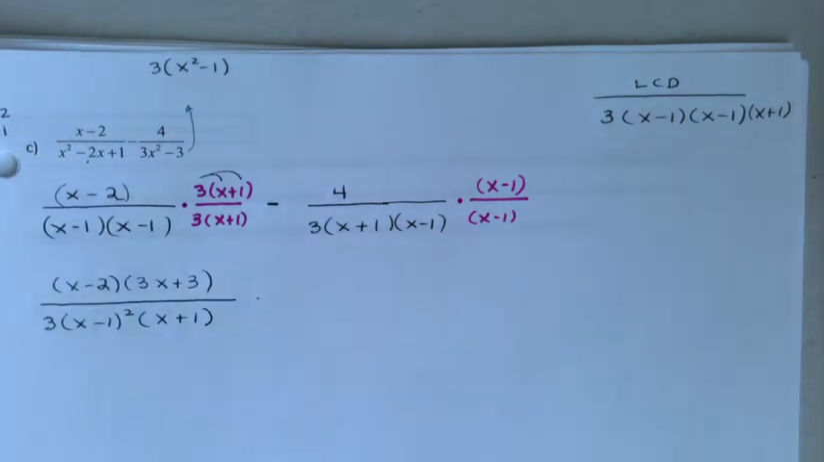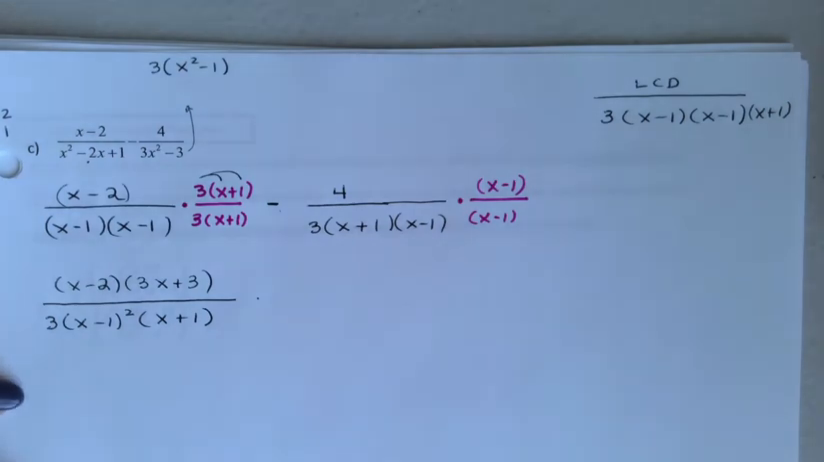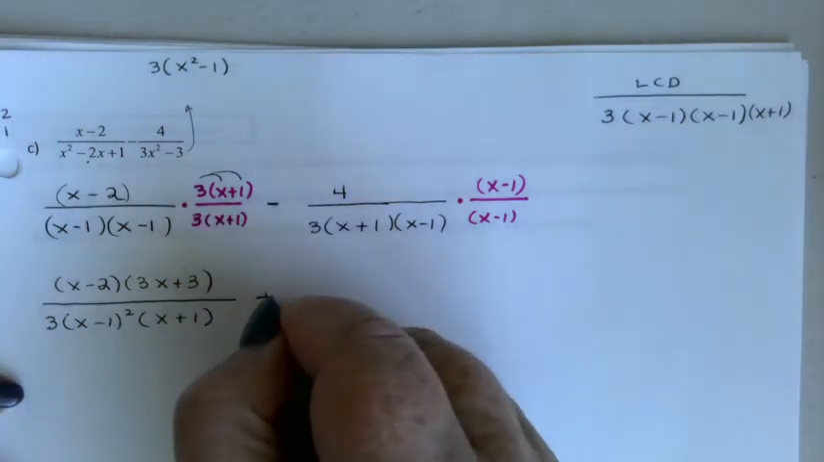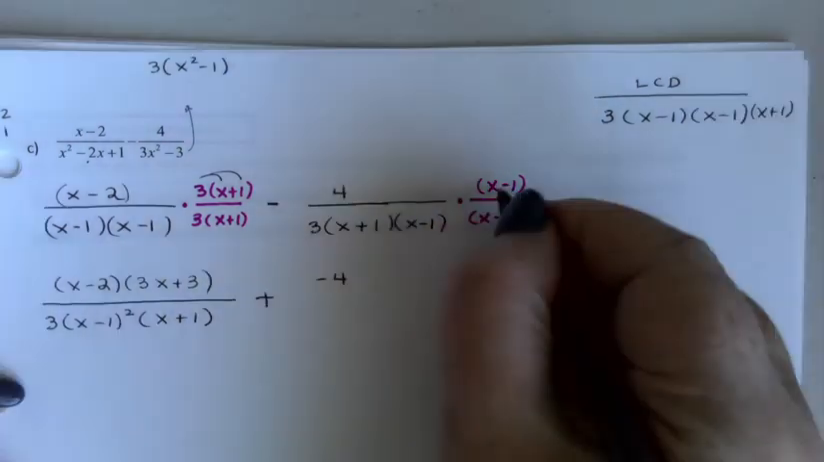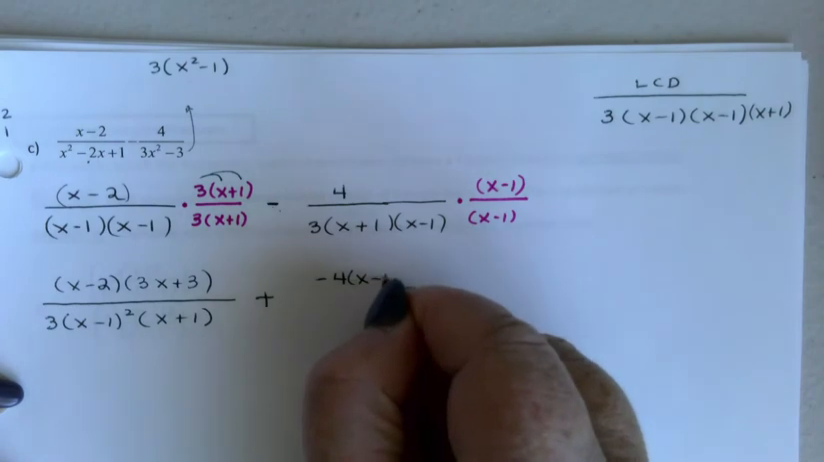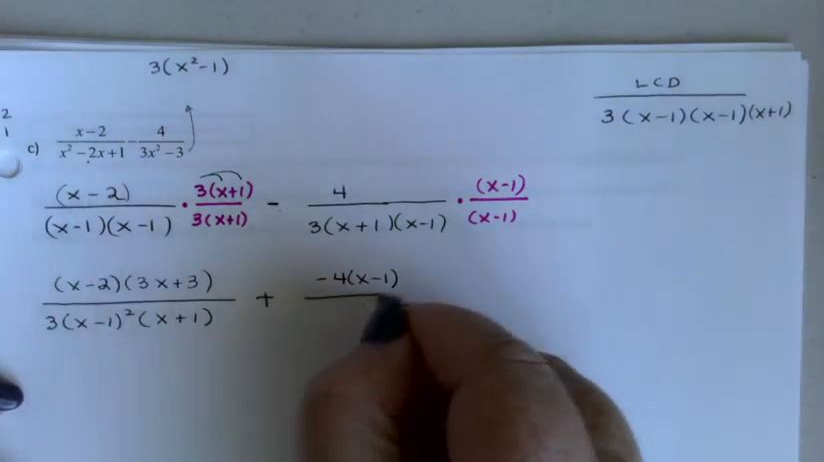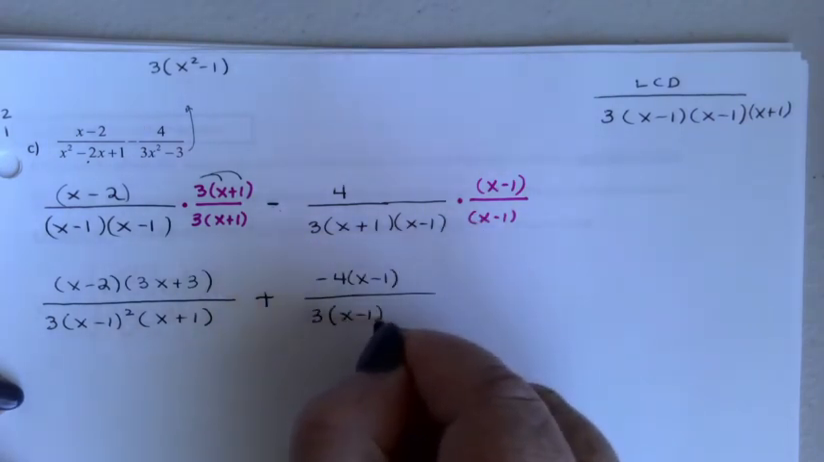I'm actually going to do something else here that's going to help me out. Remember how we talked about subtracting? It's so easy to forget to distribute the negative. I'm going to change that to plus, and I'm going to make that a negative 4 times that x minus 1. And again, I'll distribute that in the next step. Right, that is the x minus 1 squared again in the denominator.